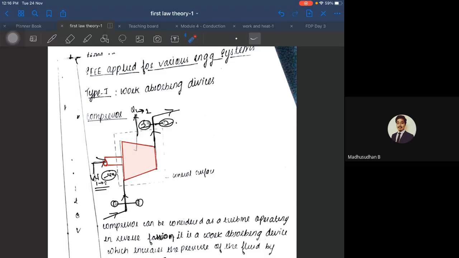Now, what are work developing devices? Can you name a few which give you the work? Work developing devices. Can you name a few? I have named the work absorbing devices to be compressor and pump. What are work developing devices?